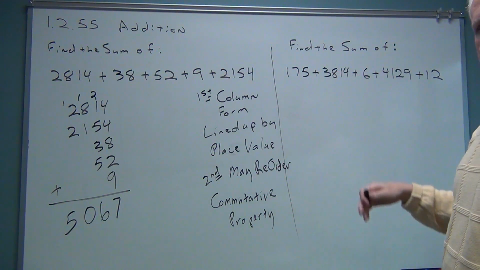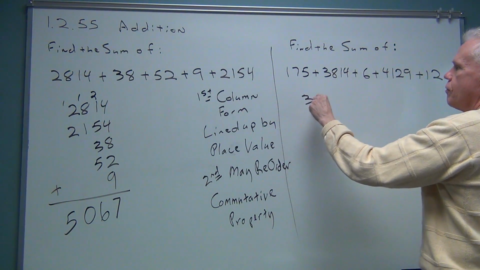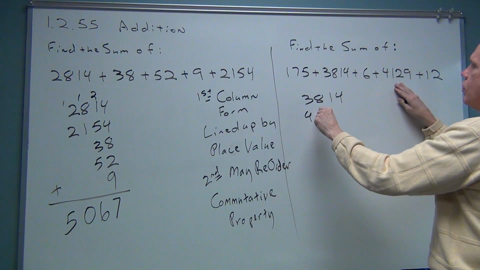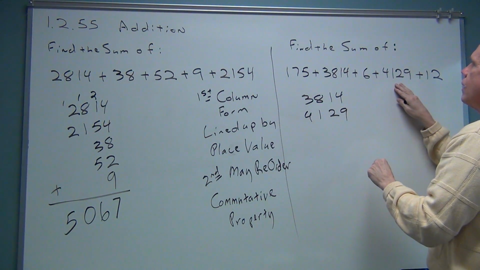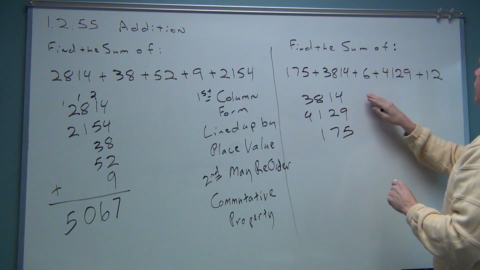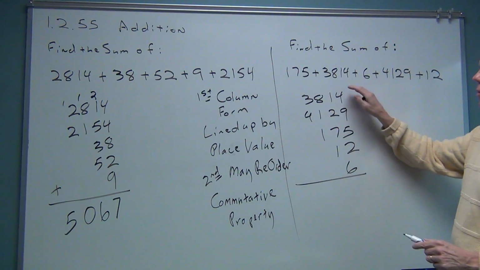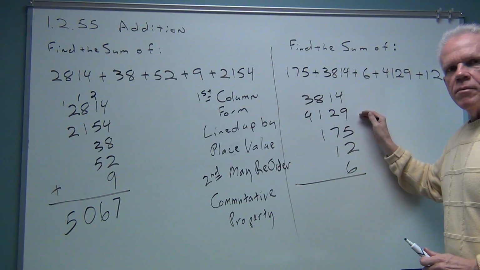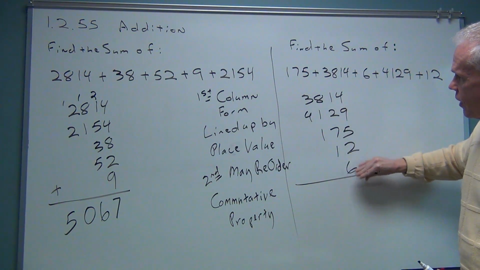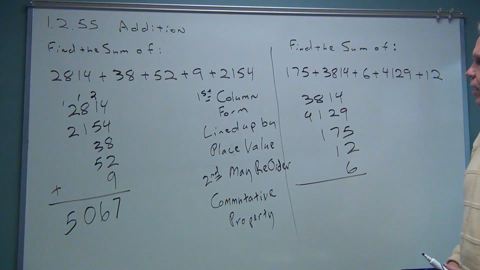When I set this problem up, what I'll do is I'll go with column form again. I'll go with 3814. Then I'll come underneath that with 4129. Then I'll come underneath that probably with my 175. Then I'll come underneath that with my 12, and then my 6. So you can see I start with the larger numbers and put them in the column and come down to the smaller numbers, and I've got my ones place lined up, my tens place lined up, my hundreds place, and my thousands place all lined up.